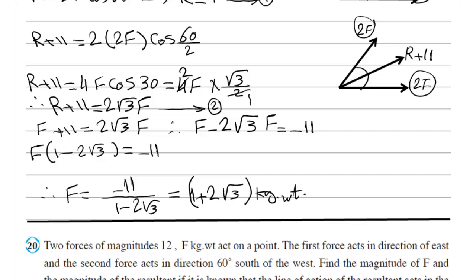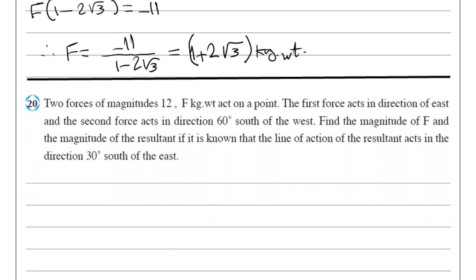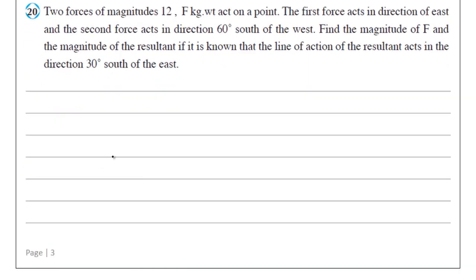Next question, number 20. Two forces of magnitudes 12 and F kilogram weight act on a point. The first force act in direction of east, and the second force acts in direction 60 south of west.